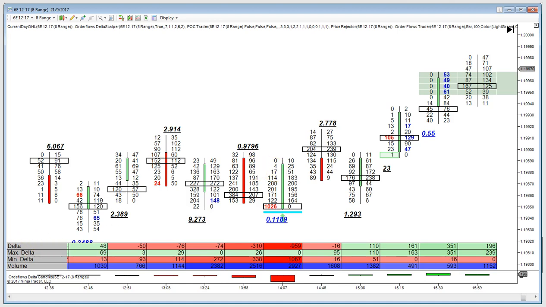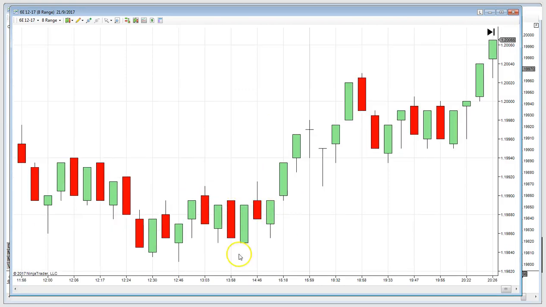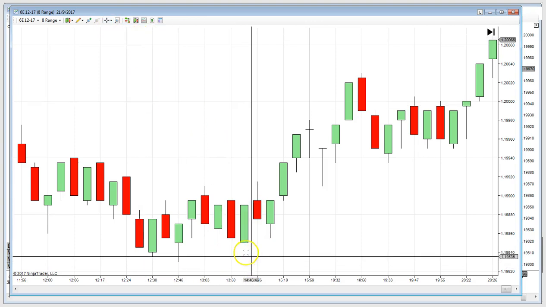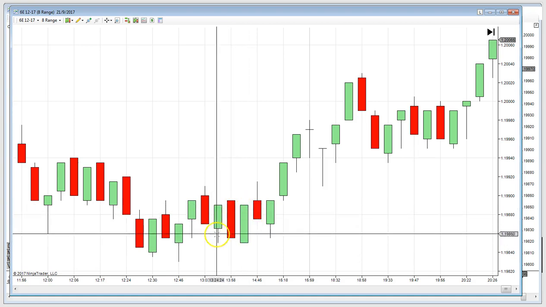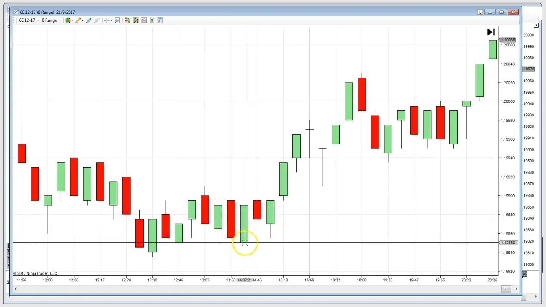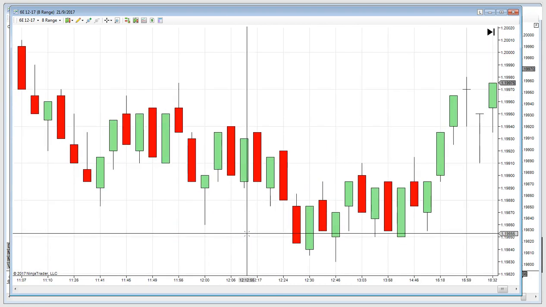I'll show you what it looks like on a normal bar chart. Alright, so this is the normal bar chart. This bar right here is the bar with the big volume. This is an 8-range chart. If you're just looking at a normal chart, you can't tell that this market is going to rally off this, that there's strong support of buying. You're just not seeing that information.